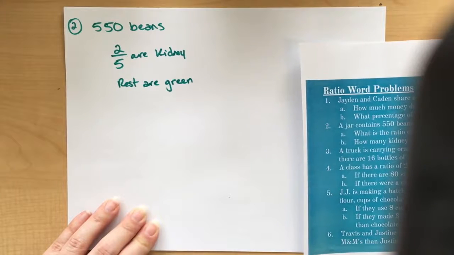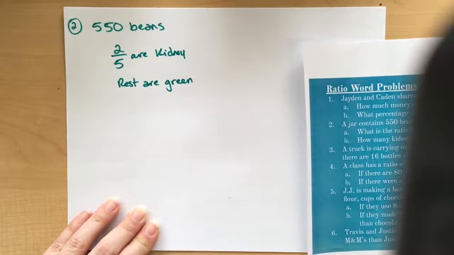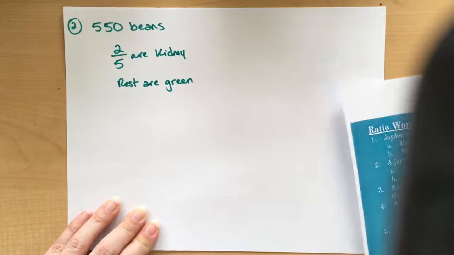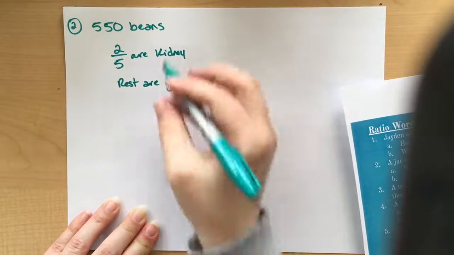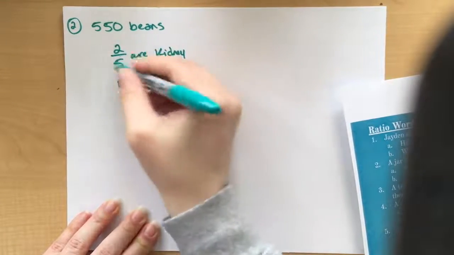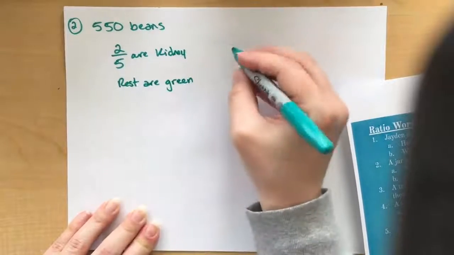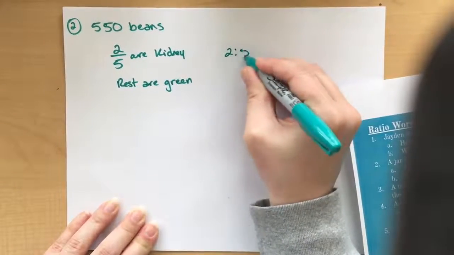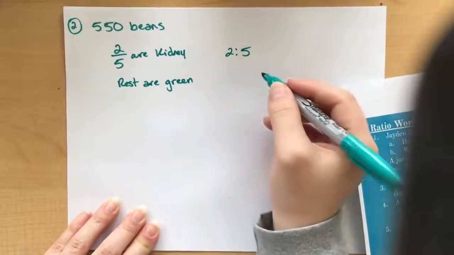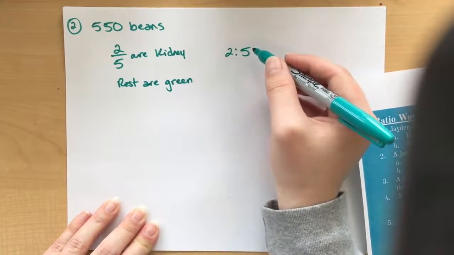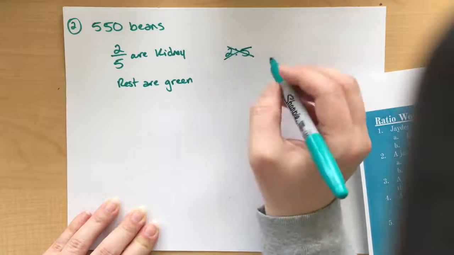So I need to figure out what is the ratio of kidney beans to green beans. And this is kind of easy actually, because you can use the information that you're given here. So 2 out of the 5. That doesn't mean that I create a ratio that looks like this to show the ratio of kidney beans, because this is saying that there's 2 kidney beans for every 5 green beans, right? That's not what we're actually trying to say.